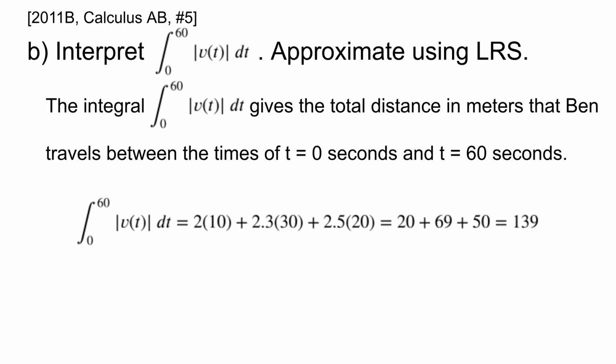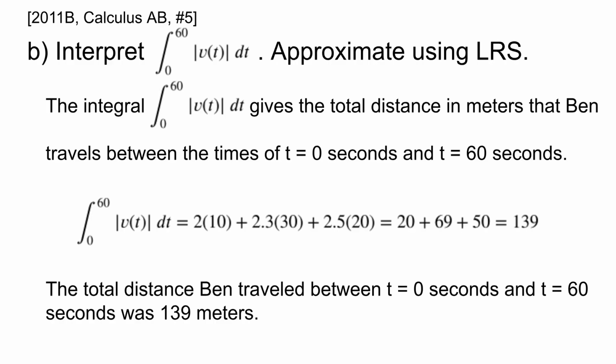To approximate the integral from 0 to 60 of the absolute value of v of t dt, we have 2 times 10 plus 2.3 times 30 plus 2.5 times 20, which gets us 20 plus 69 plus 50, which is 139. From this, we can conclude that the total distance Ben traveled between time t equals 0 seconds and time t equals 60 seconds was 139 meters.